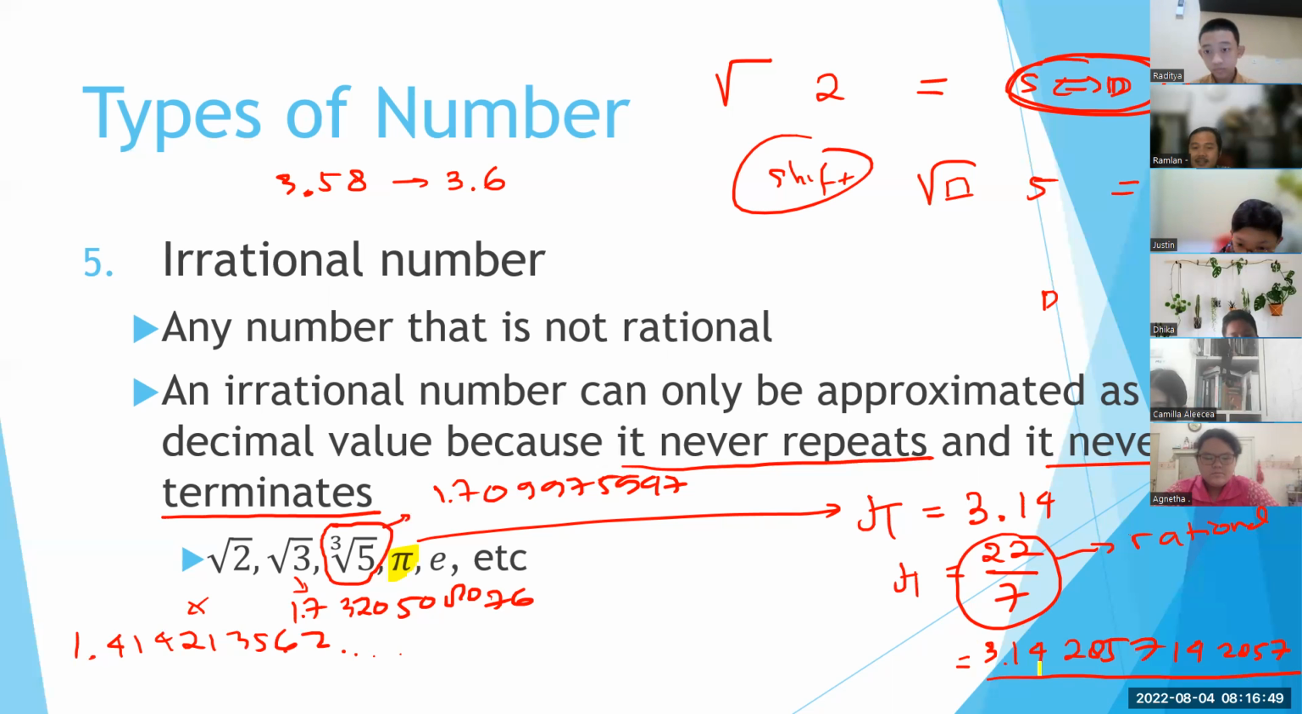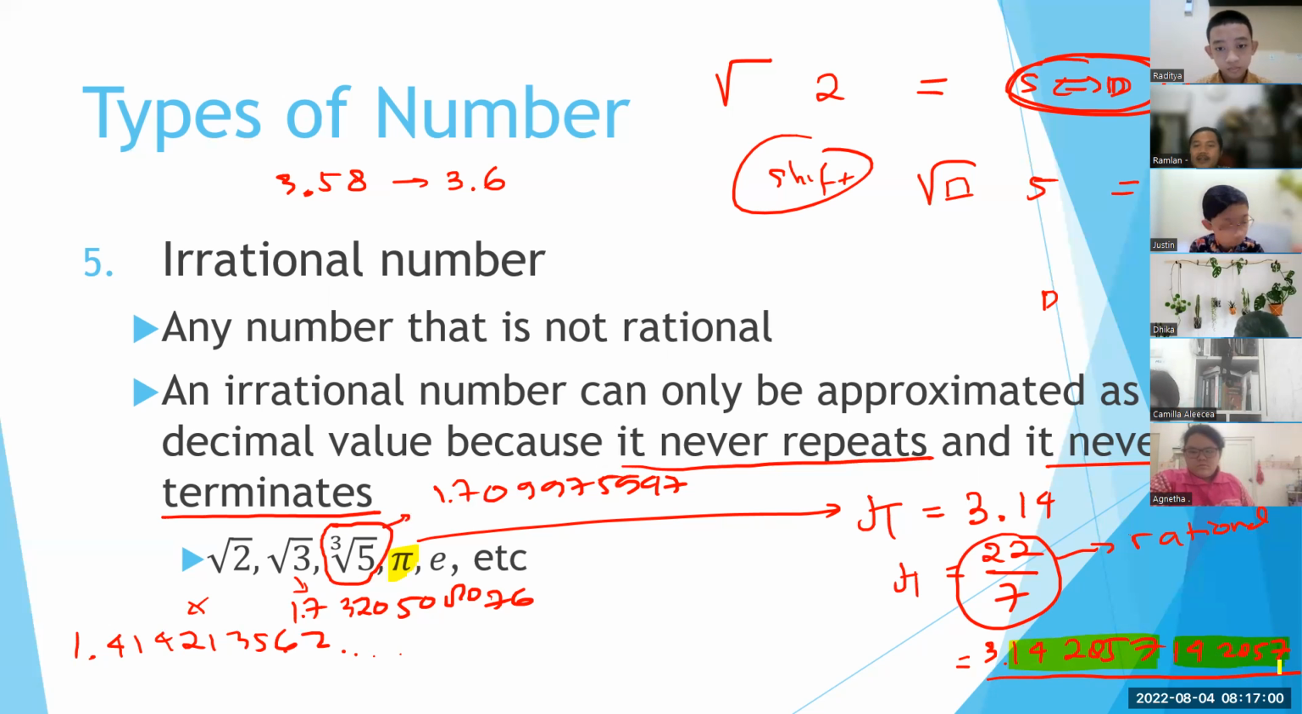Yes. Can you see that this number here, 142857, right, is repeated again. 142857 diulang lagi. Ini kalau diterusin gitu ya, sama terus, 142 terus dan terus. That's why we call that 22/7. Although it's a decimal number, we can say that it is a rational number.